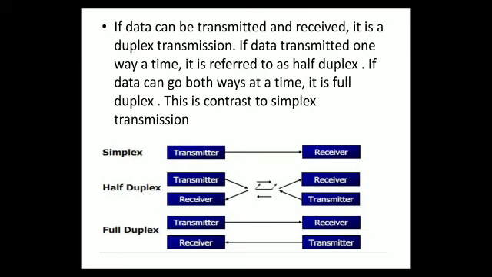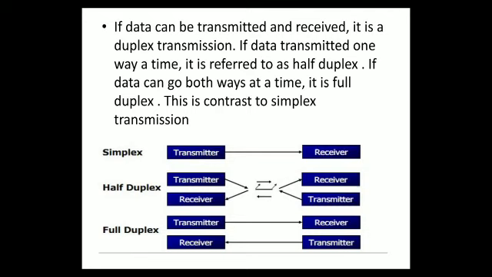Normally we say that three types of communications can happen, maybe for serial or parallel. You can take it for both. These three types of communications are normally used. If data can be transmitted and received, it is called duplex transmission. Both data can be sent and also received, then that type of communication is called duplex communication. If data can be transmitted only one way, so one will be a transmitter, another will be a receiver, that is fixed, then that is called simplex communication.